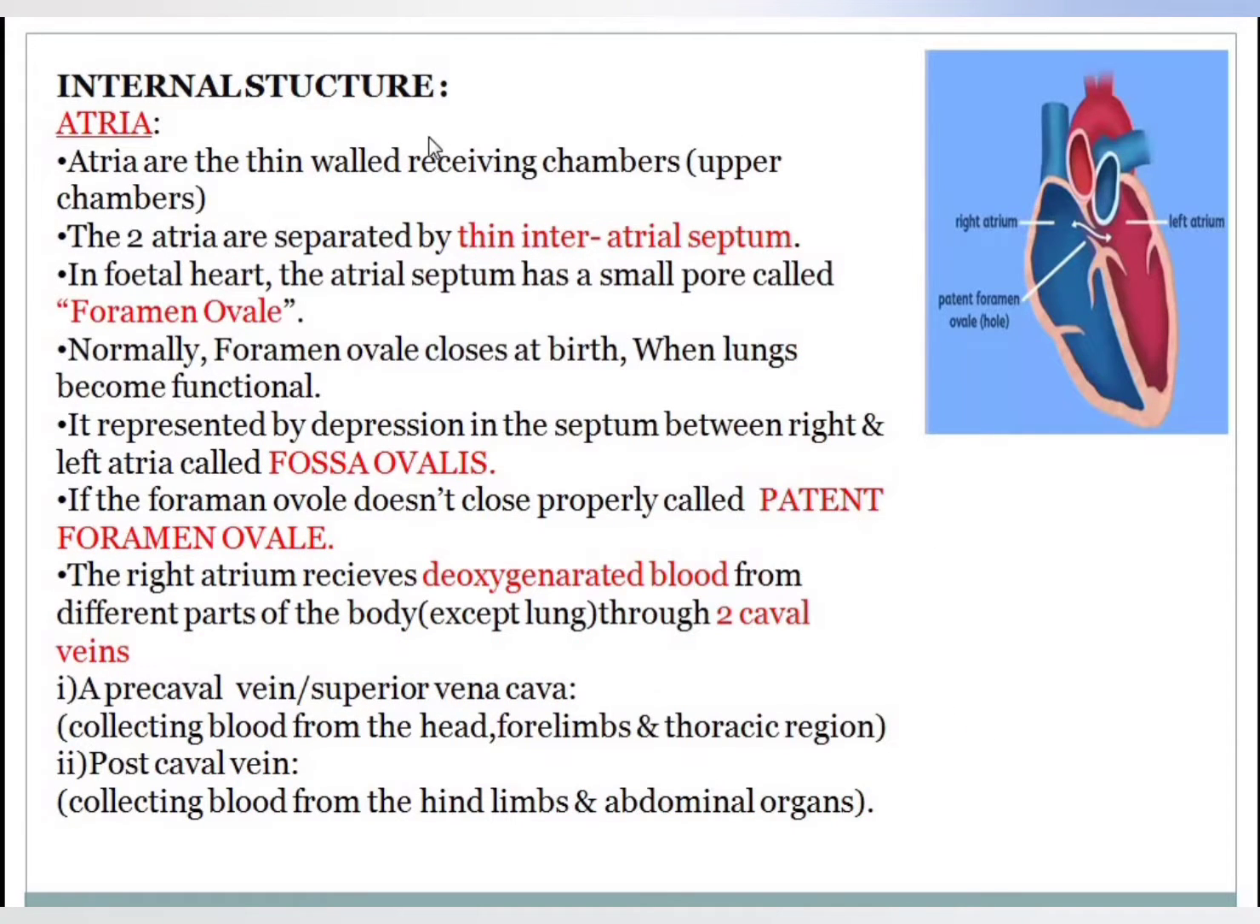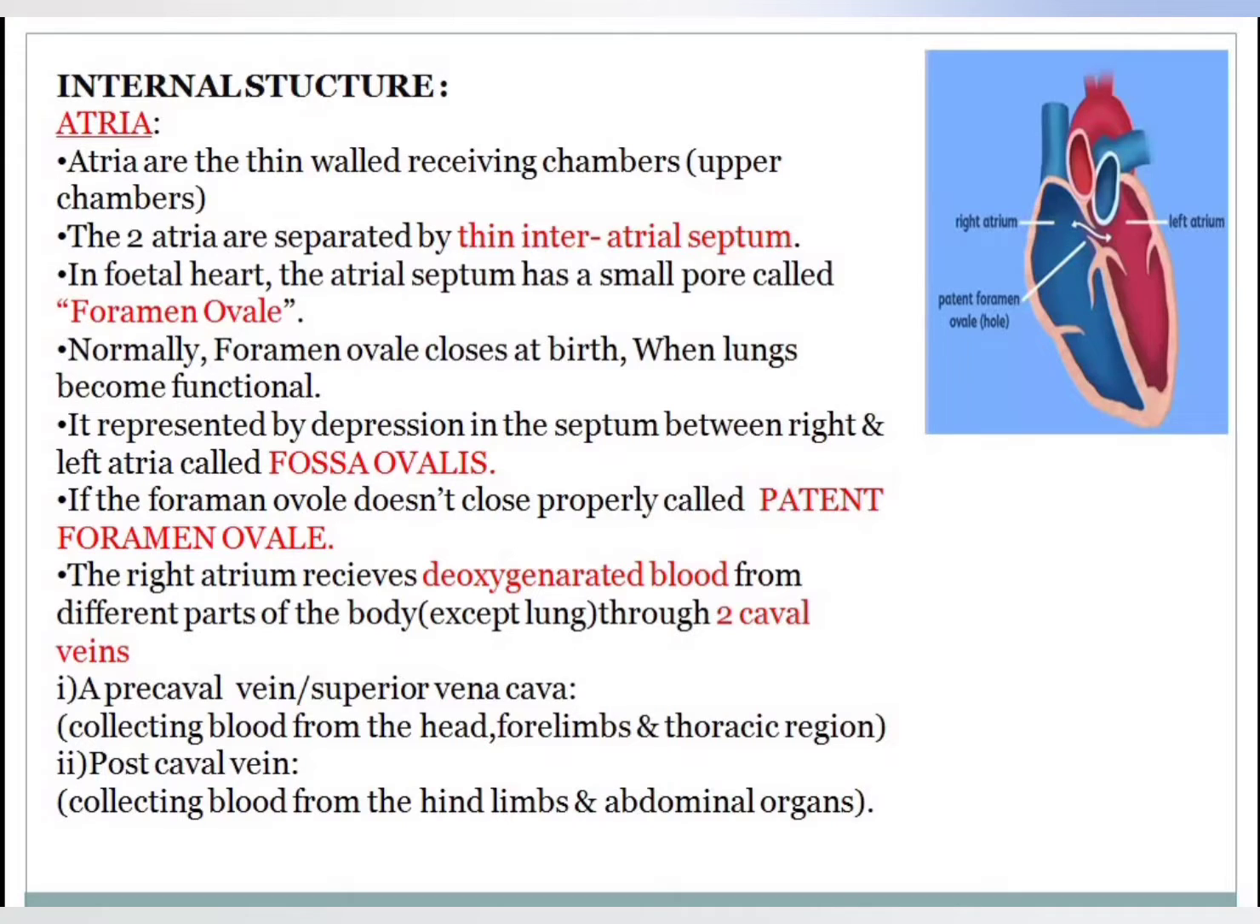So here is a deep explanation about the atria. In the internal structure, we are going to discuss the atrium. Normally the atria are the upper, smaller chambers, and the lower chambers are the two ventricles. Now we are going to discuss the atrium. These are the upper chambers, and they are smaller when compared to the ventricles.